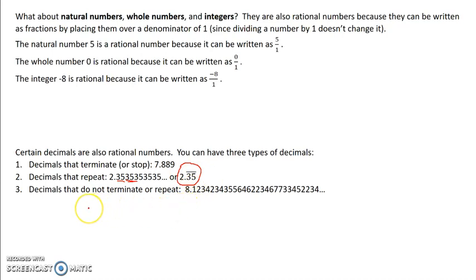But then there are decimals that do not terminate or repeat, like 8.1234 23435564622. There's no repeating pattern. There's no set of numbers that repeats over and over again. And the ... leads me to believe that this decimal will never ever terminate. Alright? So only 2 of these decimals will be rational numbers, and that's 1 and 2. So these are the only rational numbers. The third kind, or the third decimal, will be a different kind of number we'll talk about in just a minute. So let's prove that.